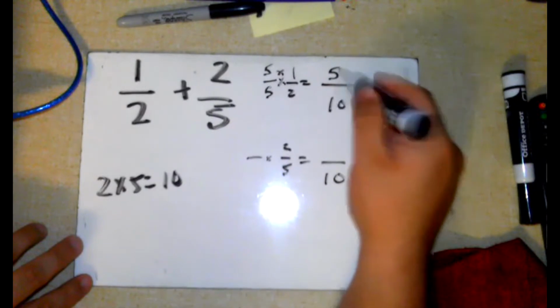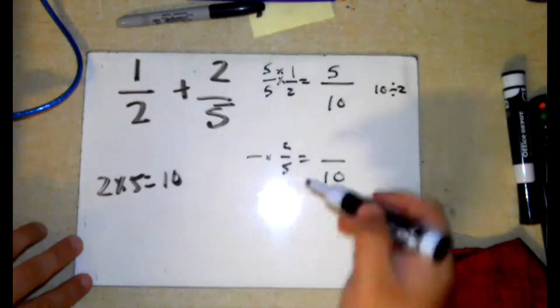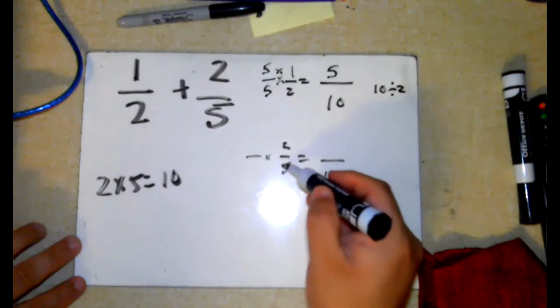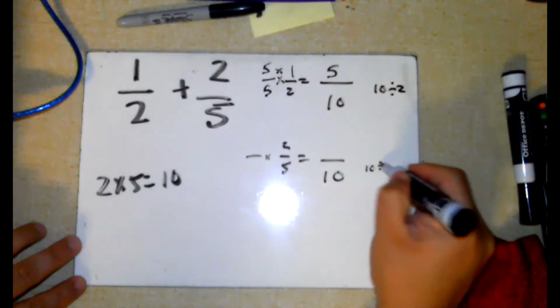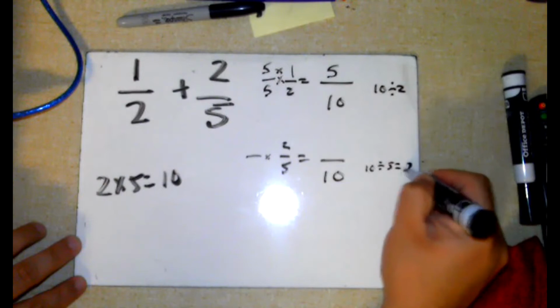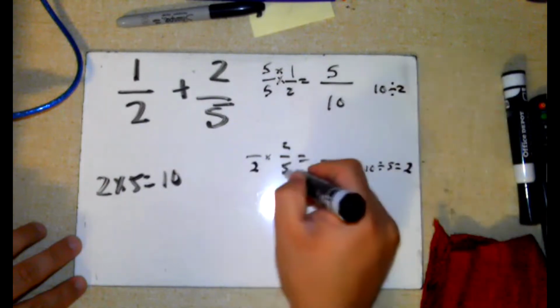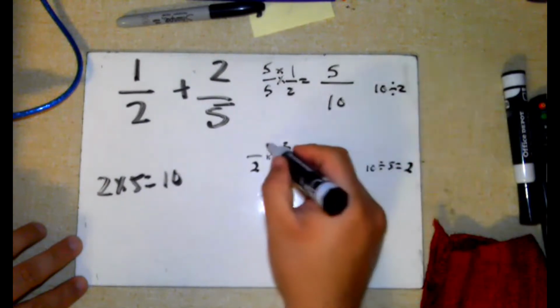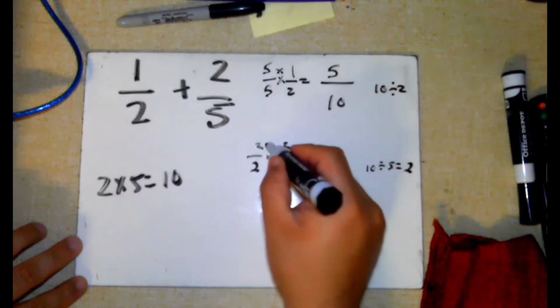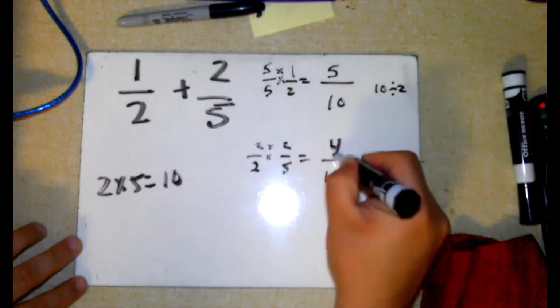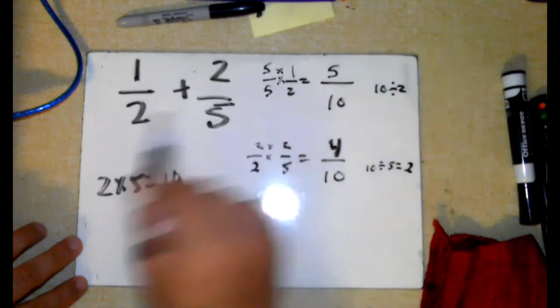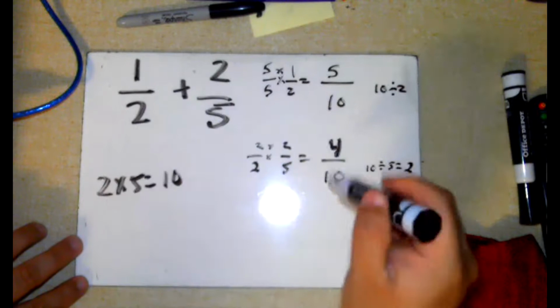We're going to use this one. Okay, so down to this fraction. What number do I multiply 5 by to get to 10? Or what's 10 divided by 5? 2. 2 times 5 equals 10. So I can do that to the numerator. 2 times 2 equals 4. So I found the equivalent fractions of 1/2 and 2/5.